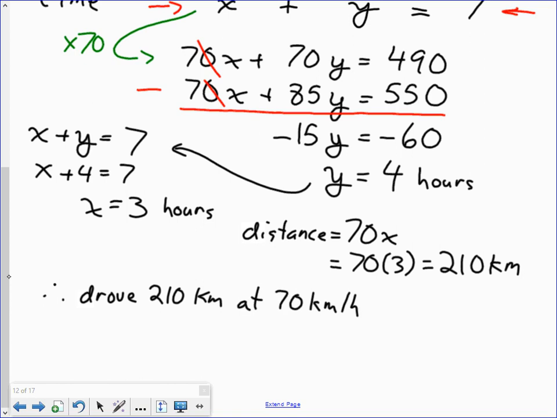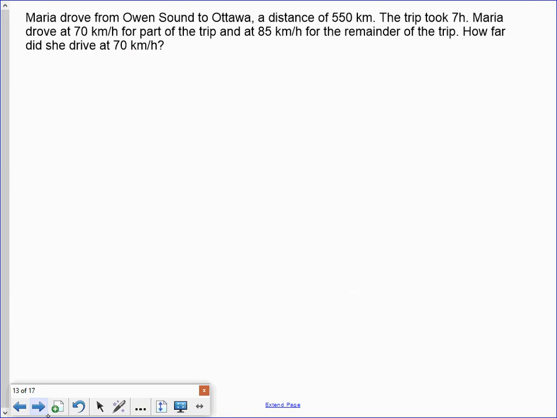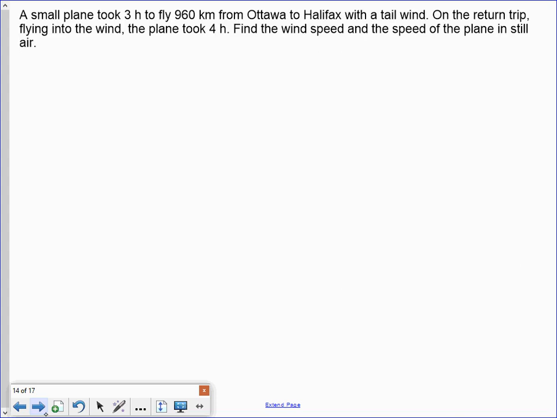Okay. So those first two questions were kind of similar. We set up the table, position, distance, velocity, and time, and then we solved. Our next two questions are also similar to each other, but are slightly different from the one that we had here. So here, a small plane took 3 hours to fly 360 kilometers from Ottawa to Halifax with a tailwind. On the return trip, flying into the wind, the plane took 4 hours to make the same flight. Find the wind speed and the speed of the plane in still air.